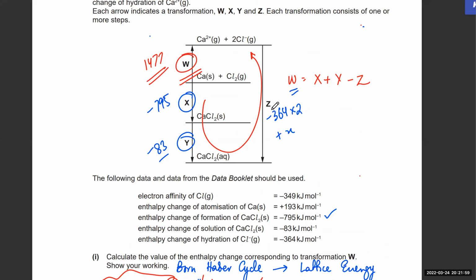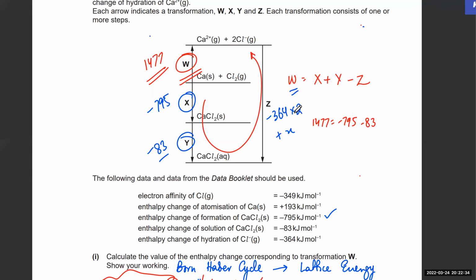Z is this one. So now we know that one path is equal to the other path. So W is basically equal to this other path. W goes from this point to this point. So we're going to go from this point to this point. So we know that 1477 is equal to, what is X? That's -795. That's already given. And then it's -83. Be careful with the arrow directions. And then this one changes. The direction of this arrow changes.